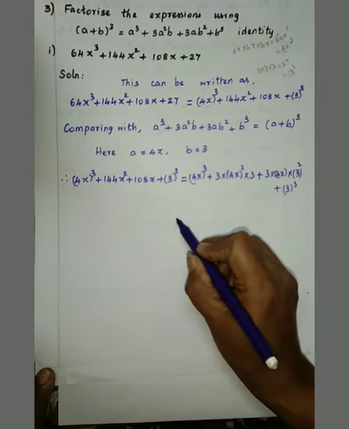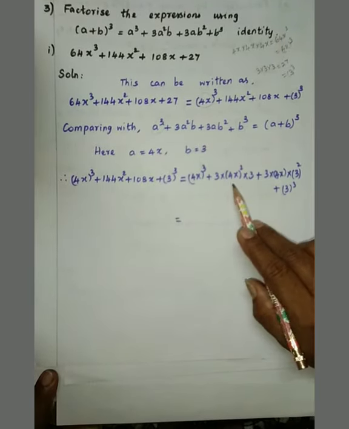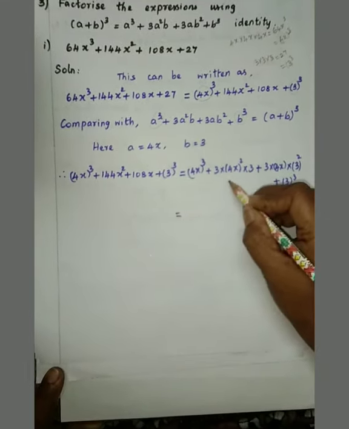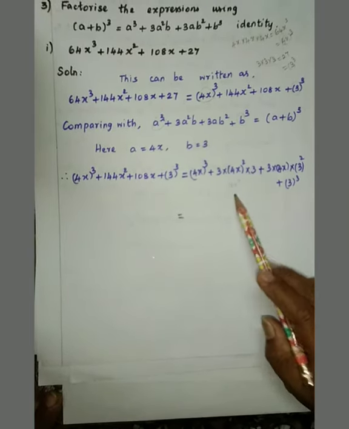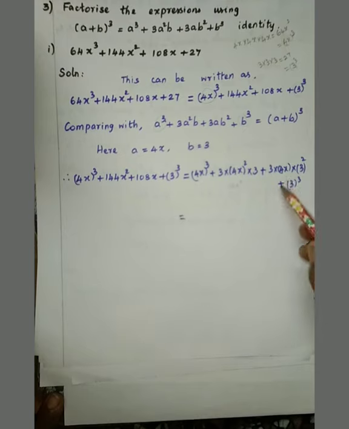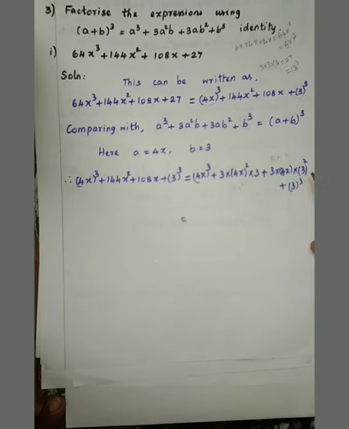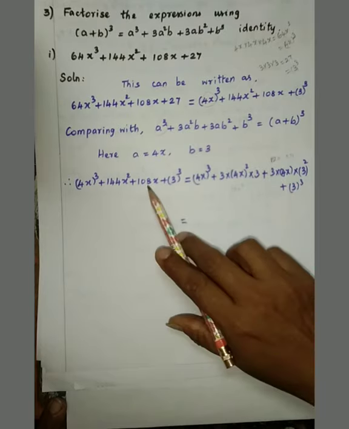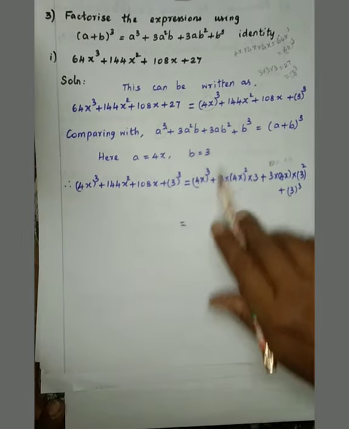So you can check (4x) the whole power 3, 3a square. A square means that is (4x) the whole square. (4x) the whole square means it is 16x square. Now you can check the number. 3 3s are 9, 16 9s are 144. So 144x square we have got correctly. Then next is 3 into 4x is 12x into 3 square is 9. So 12 9s are 108. 12 9s are 108x plus 3 cube is 27. So this is satisfied this identity.